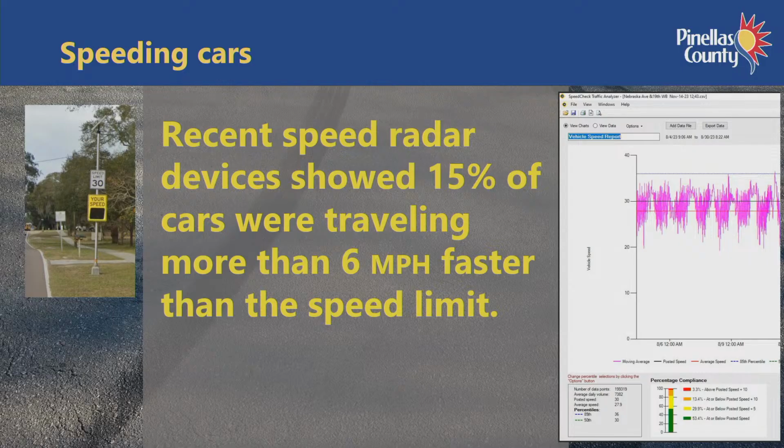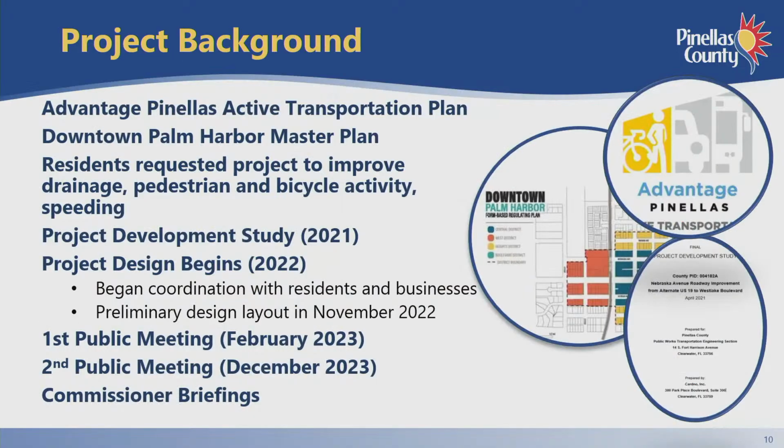So the request for mitigation to try to lower people's speed has been heard from the community, and it was just reinforced with data that was collected. This project is in the Advantage Pinellas Active Transportation Plan, and it was also identified in the Palm Harbor Master Plan. You'll see some design elements in this project that came right out of that master plan. It's been a very key document in what went into this project.